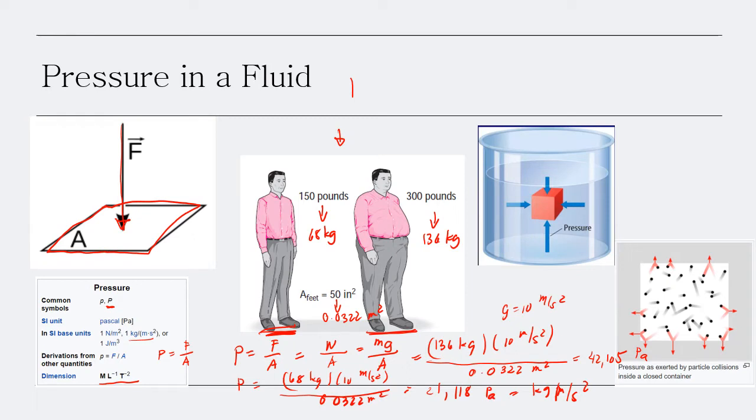So we can see here that the 300-pound person has much greater pressure compared to the 150-pound person, right?